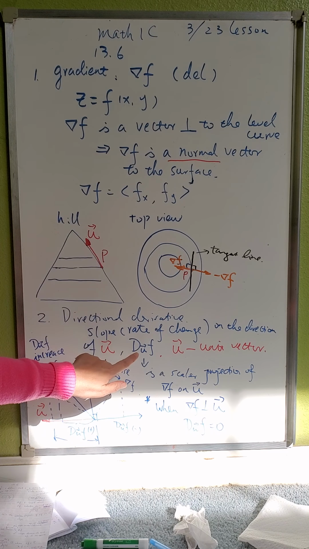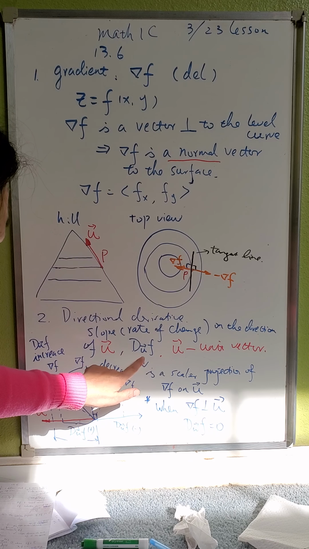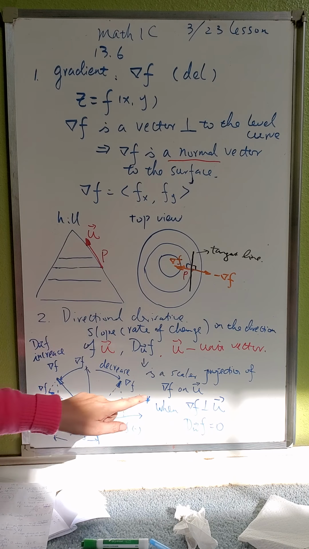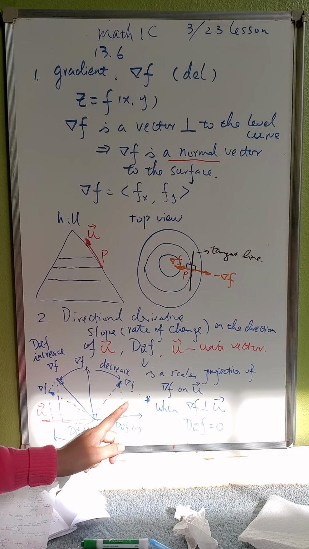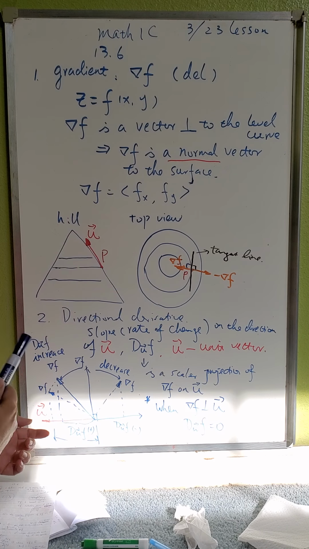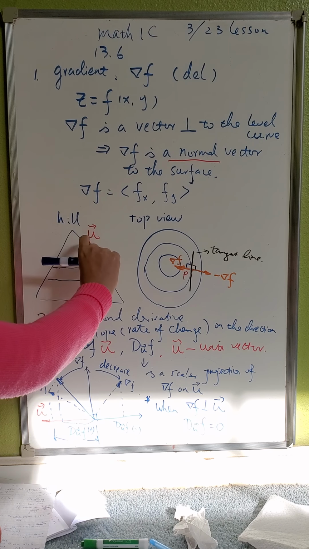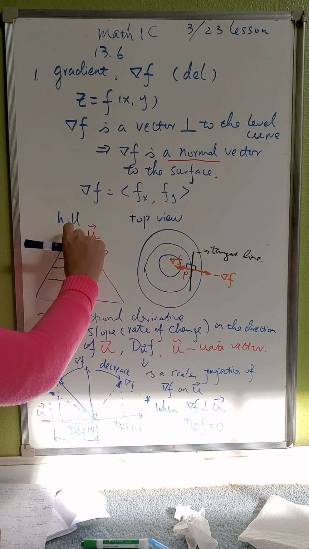We use a notation called D_u f. It means the derivative of f in the direction u. Now u has to be a unit vector, which means you need to normalize it. Why do you want to use a unit vector? It's the same concept: we want it standardized, so we don't want so many different lengths of vectors. We want a length of one.